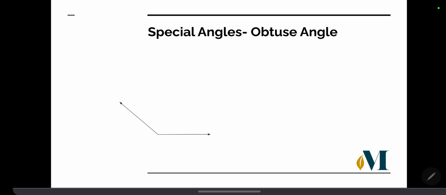Now we have an obtuse angle. An obtuse angle is any angle greater than 90 degrees and less than 180 degrees. So if this is theta here, theta is going to be in between, that's a less than sign, greater than 90 degrees and less than 180 degrees.